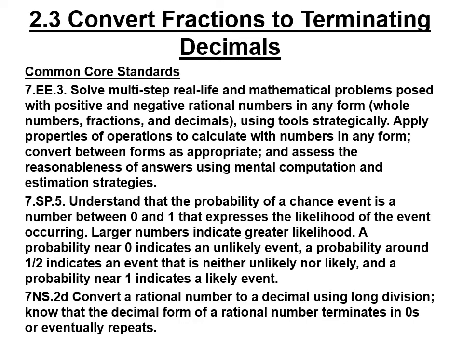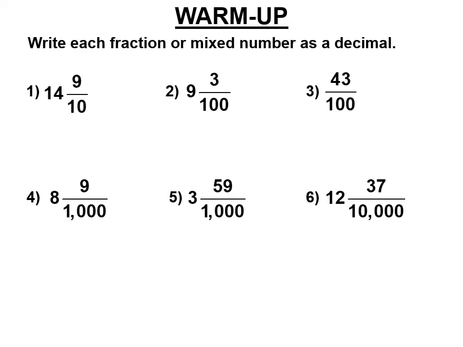So in 2.2, we converted terminating decimals to fractions. Now we're going the other way. We're going fractions to terminating decimals. All right, so this is 14 and 9/10, which is 14.9.